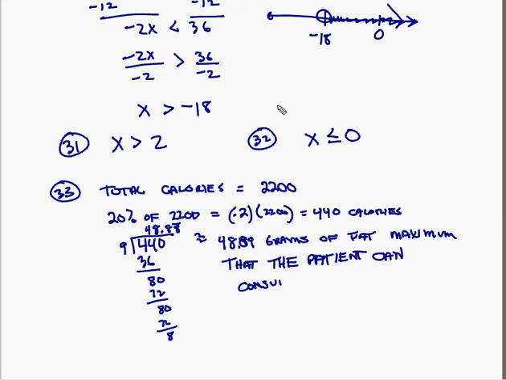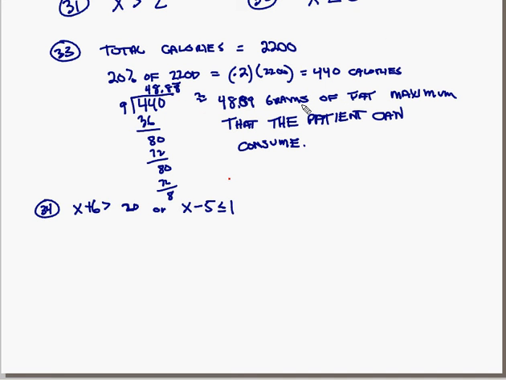Going to number 34, here I have x plus 6 is greater than 20, or x minus 5 is less than or equal to 1. On this one I would subtract 6 from both sides of the inequality, which gives me x is greater than 14. Here I would add 5 to both sides, and now we get x is less than or equal to 6.